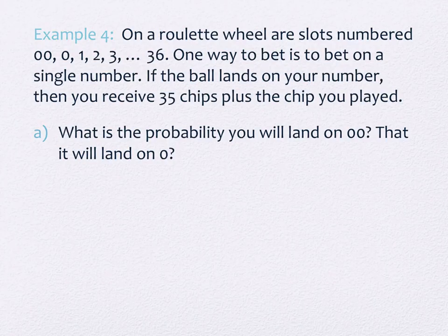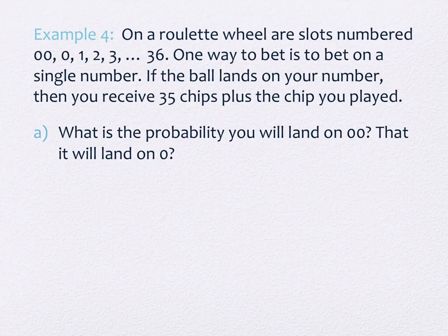So there's a ball spinning around while the wheel spins around, and then everything comes to a stop eventually, and they look at where the ball lands on the wheel. That's the way this works. If the ball lands on your number, then you receive 35 chips plus the one you bet. So the payout's huge, right? If you bet $10, then you're going to get back 35 $10 bills. It's a lot of money, plus your original $10 you bet. Everybody with me on how the payout works?